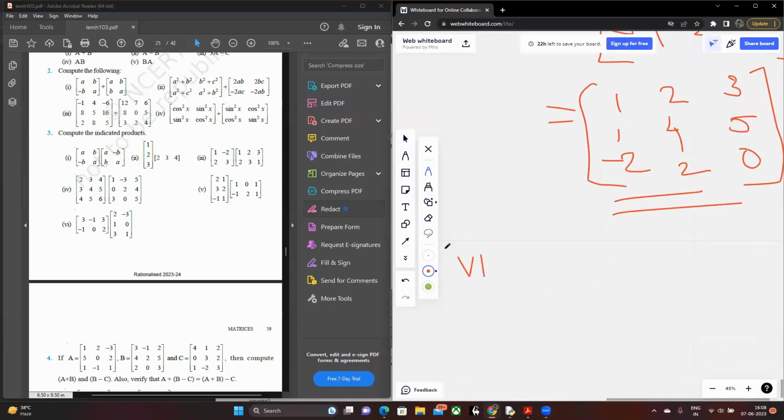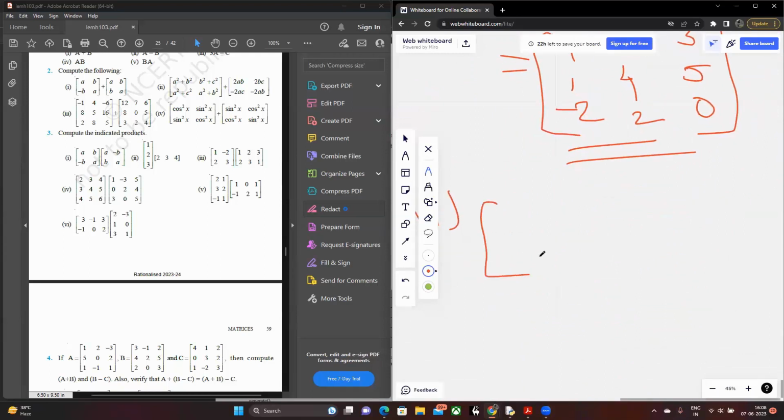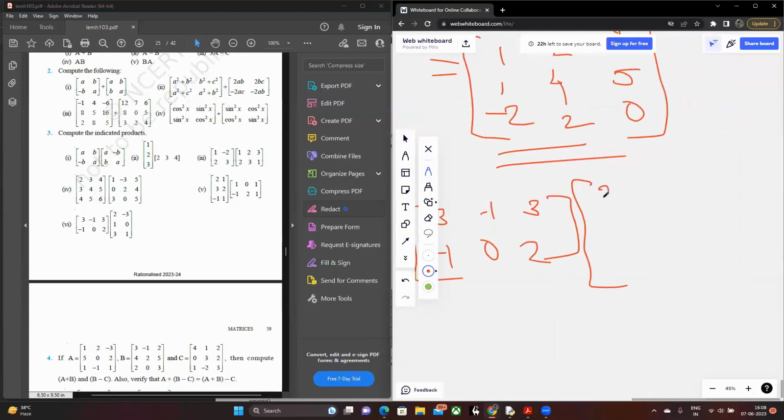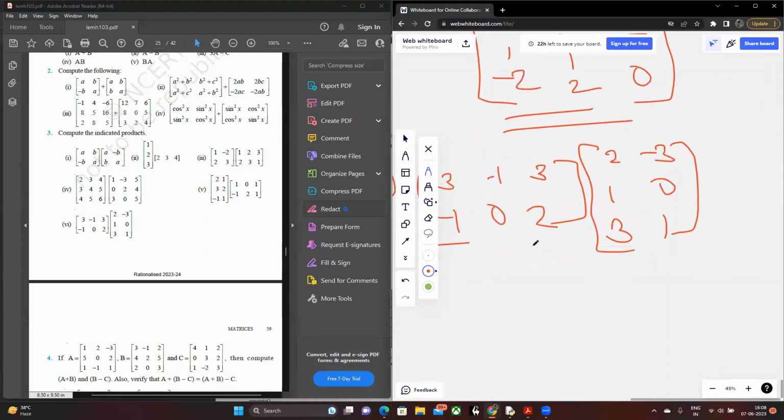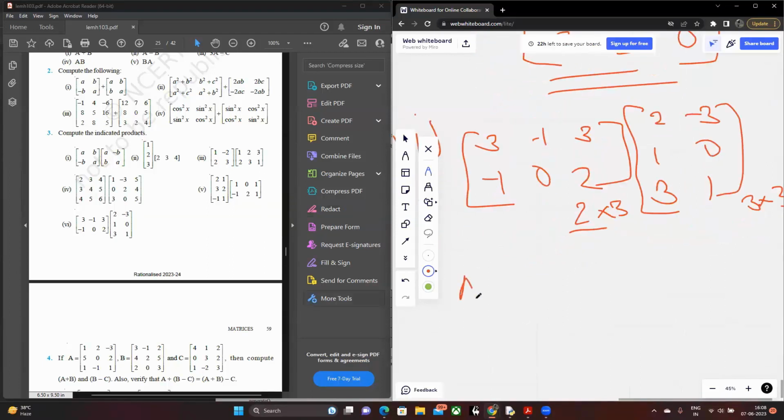Finally, going to question number 6. This is 3, minus 1, minus 1; 0, 3, 2, times 2, minus 3; 1, 0; 3, 1. This is going to be 2 cross 3 into 3 cross 2. Basically, your resultant matrix is going to be 2 cross 2 because the 3 and 3 are equal. So we have A equal to a 2 cross 2 matrix of elements.